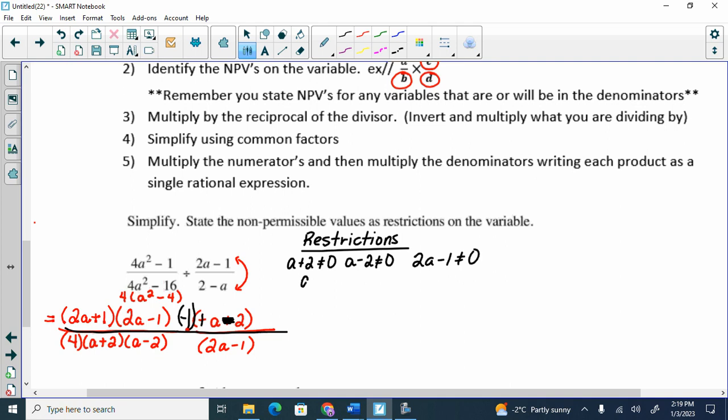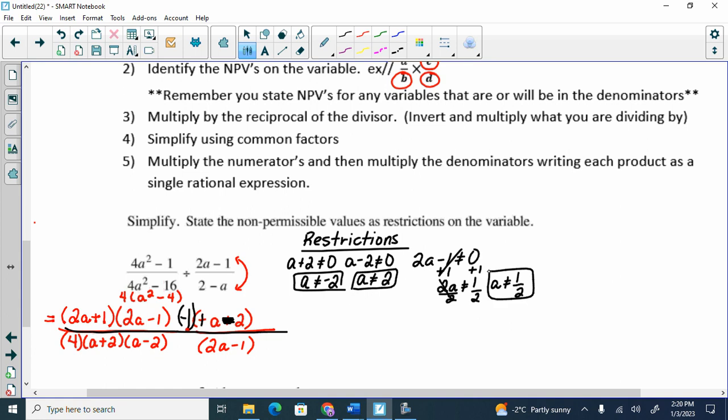So this is going to be a can't equal negative 2. This is going to be a can't equal positive 2. And this one I'm going to add 1. 2a can't equal 1, divided by 2. And a can't equal a half.